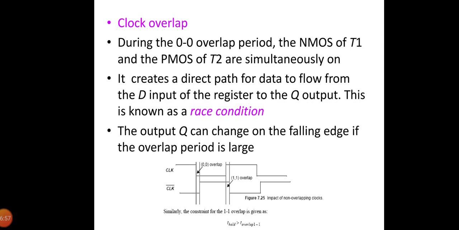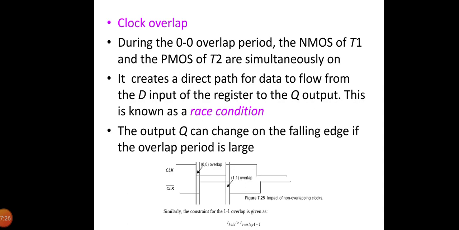The output Q can change at the falling edge if the overlap period is large. Obviously, this is an undesirable effect for a positive edge triggered register, and the same is true for the 1-1 overlap region, where an input-output path exists through the PMOS of T1 and NMOS of T2. The latter case is taken care of by enforcing a hold time constraint. That is, the data must be stable during the high overlap period.